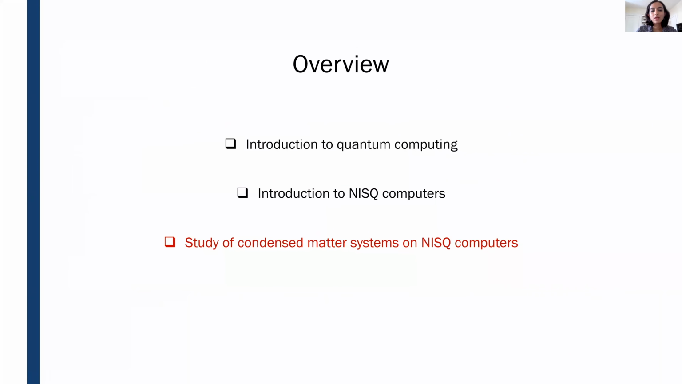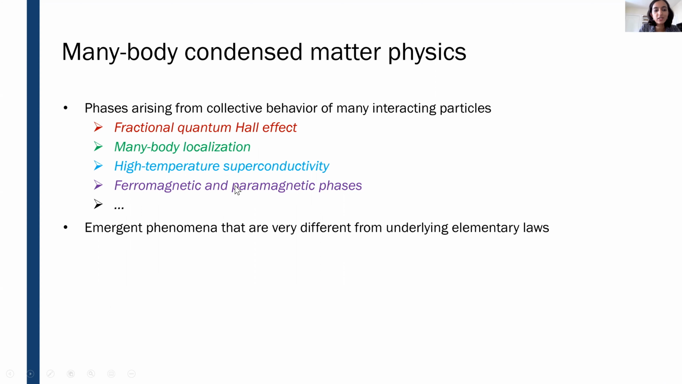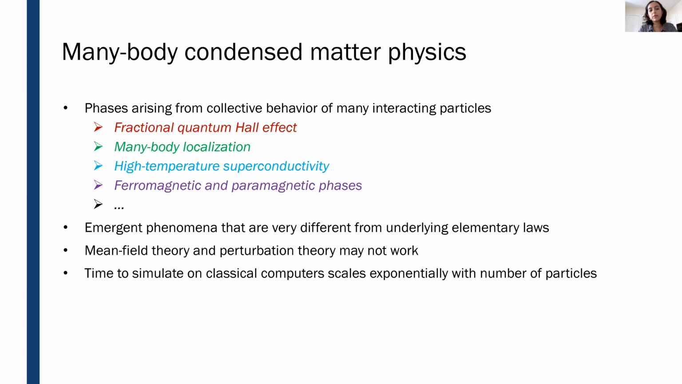So there's only 10 minutes left, but maybe you can look at one example of studying a condensed matter system on NISQ computers. Basically, in many-body condensed matter physics, we study phases that arise from the collective behavior of many interacting particles. So things like many-body localization or the quantum Hall effect or high-temperature superconductivity. The special thing about these phases is that they exhibit emergent phenomena that are very different from the underlying elementary laws. Typically, you cannot study them efficiently on classical computers.